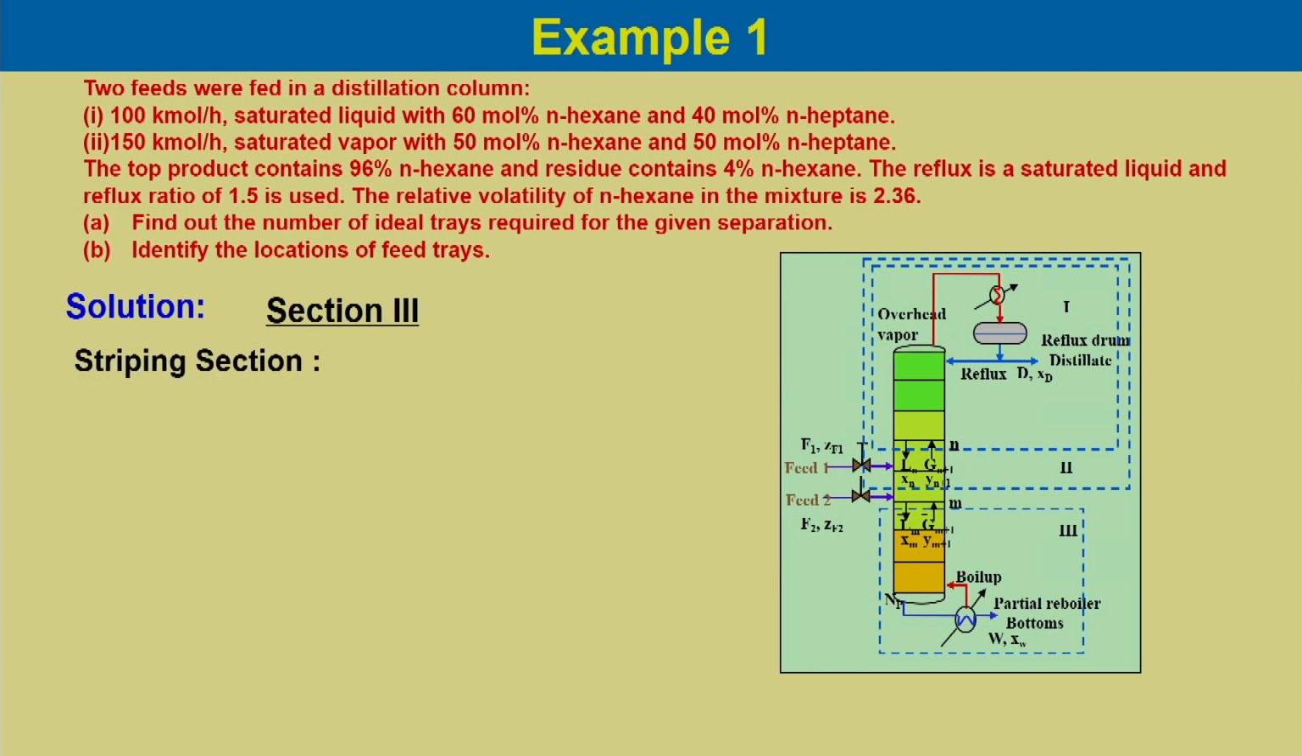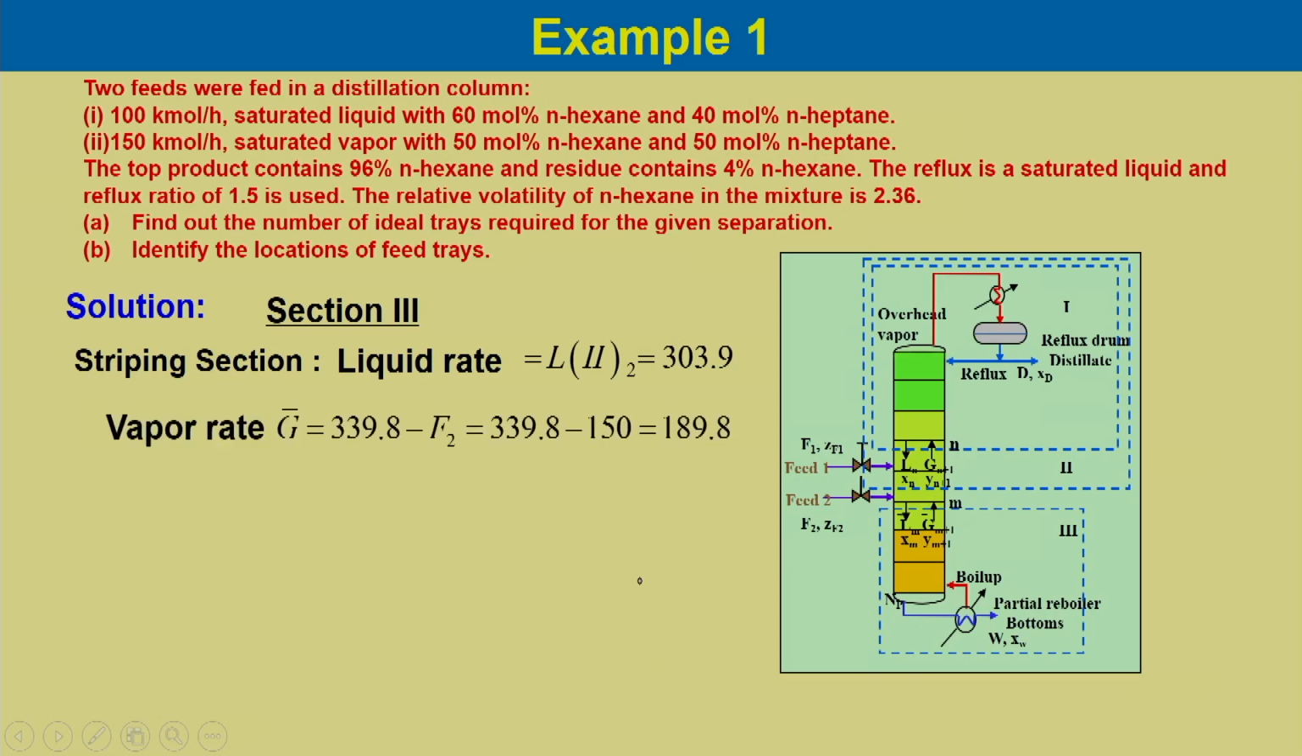and for section 3 the liquid rate would be the liquid rate in section 2, which is 303.9, and the vapor rate, because the feed is saturated vapor, would be 339.8 minus F2. So, it would be 339.8 minus 150, which is 189.8.